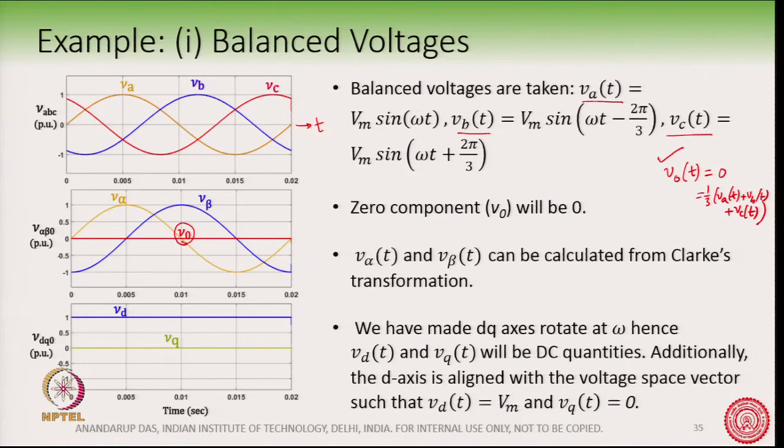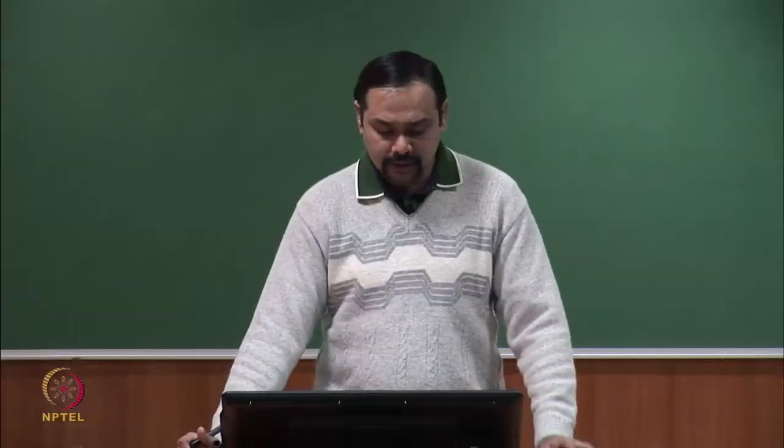What about alpha and beta components? The alpha and beta components can be obtained from the matrix which we have calculated before. We have seen this TC matrix, Clarke's transformation matrix, and accordingly we can find out V alpha and V beta. V alpha and V beta have the same magnitude as the peak of the AC V A, V B and V C. So, this is a magnitude invariant transformation. The magnitude remains the same.